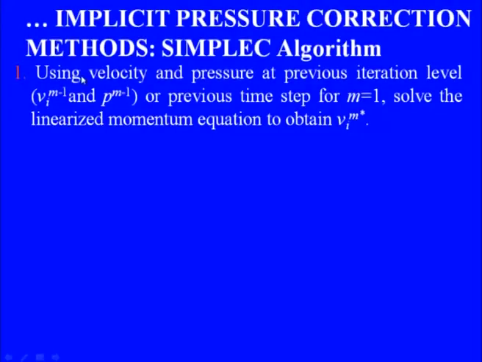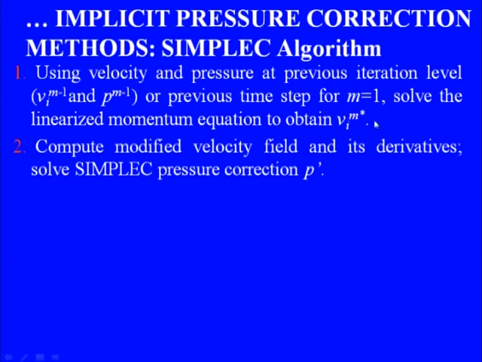So, the first step is to use velocity and pressure at the previous iteration level, that is use Vi m minus 1 and Pm minus 1, or if we are at the first iteration, use the values at the previous time step, and solve the linearized momentum equation to obtain the velocity field Vi m star. Next, once we know Vi m star, find out its derivatives and use them in the SIMPLEC pressure correction equation.